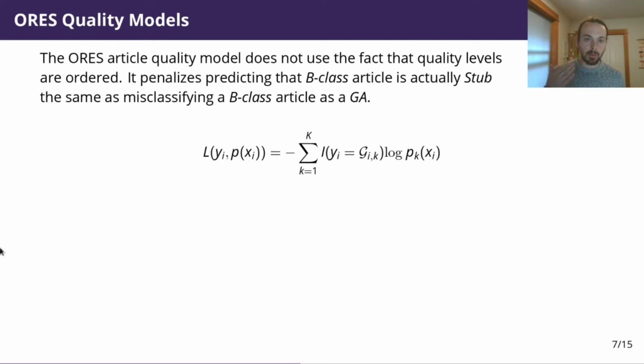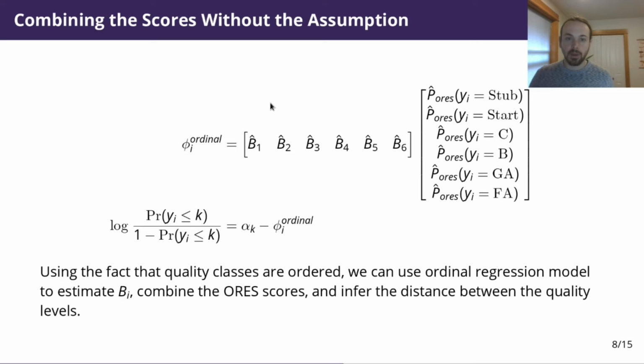It penalizes misclassification of a B-class article as a stub the same as if that B-class article was predicted to be a good article. Ordinal regression provides a way to simultaneously estimate these coefficients, which we'll use to combine the ORES probabilities into a single-valued measure of quality, and uses the fact that the quality levels have an order to them to penalize misclassifications that are off by a greater degree more than misclassifications that are off by only one level. And we'll estimate these alpha k parameters, which tell us the distance between the thresholds.